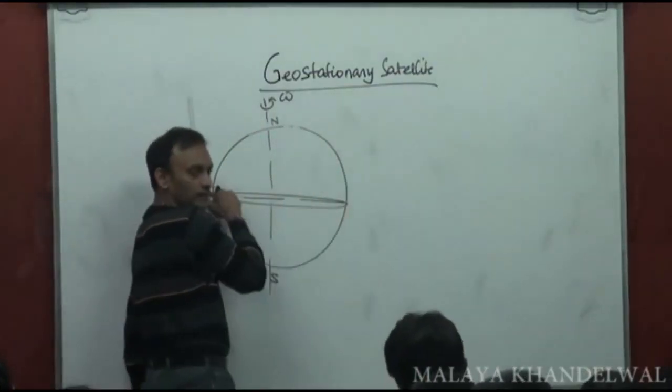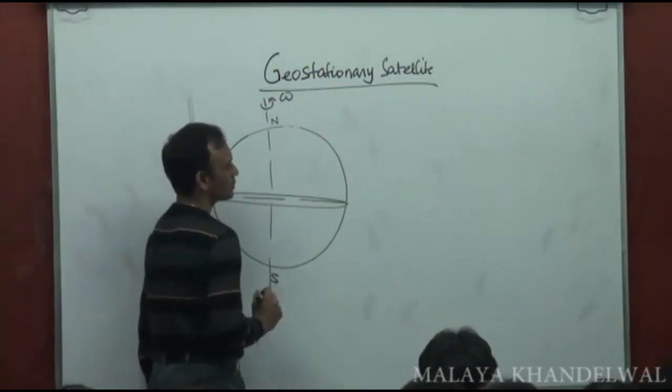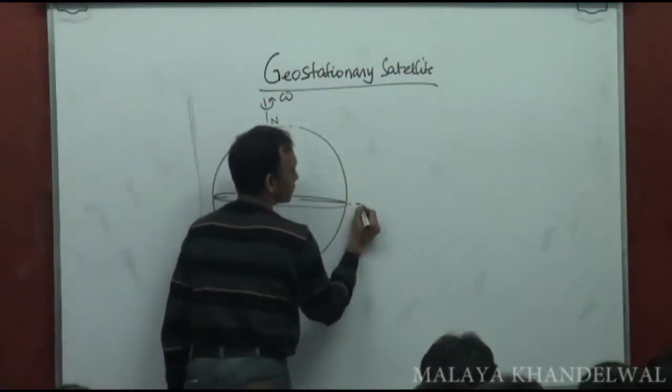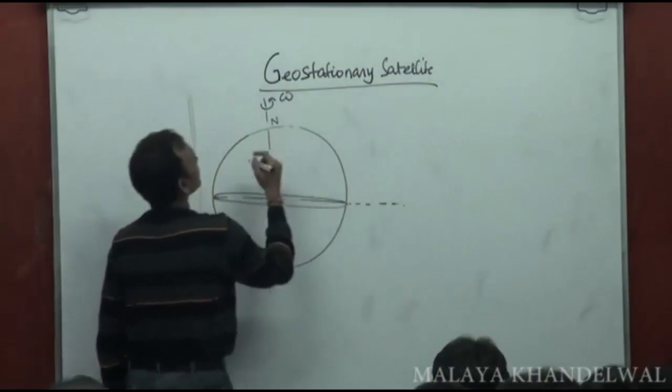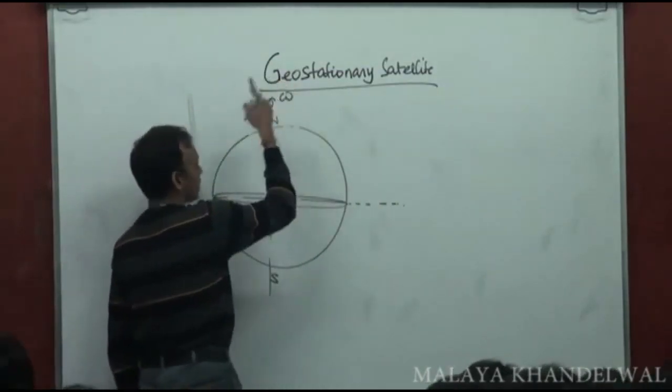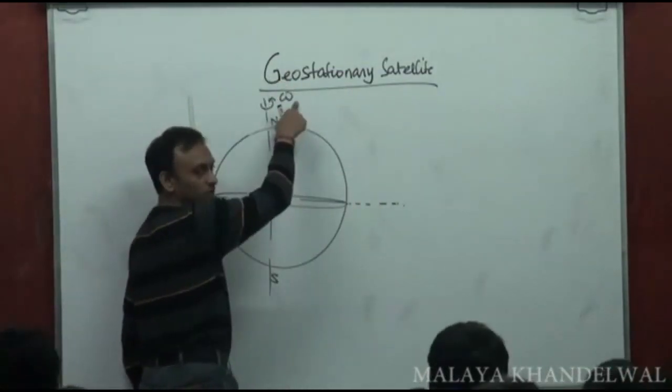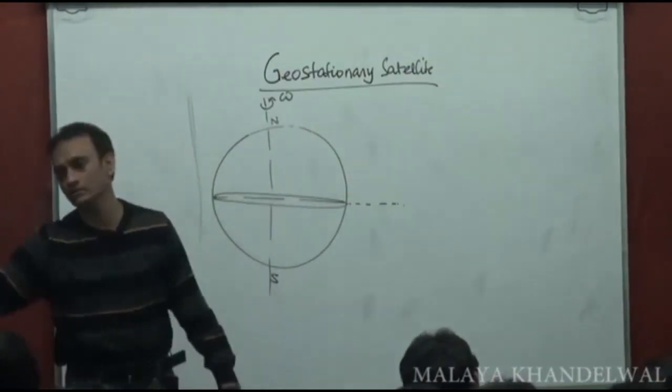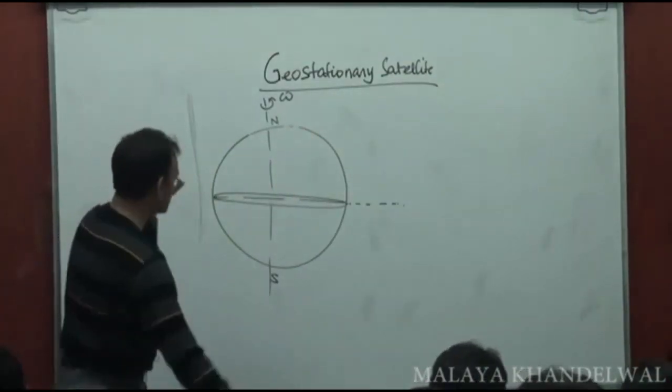This is the equatorial plane. Now, very simple. The Earth spins around this NS axis with an angular speed omega commensurate with time period equal to 24 hours.